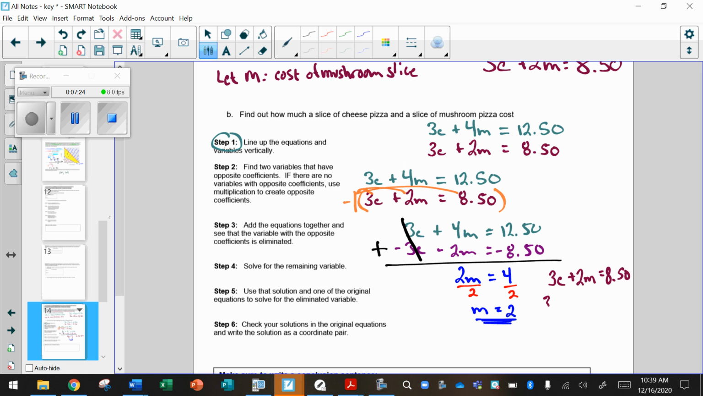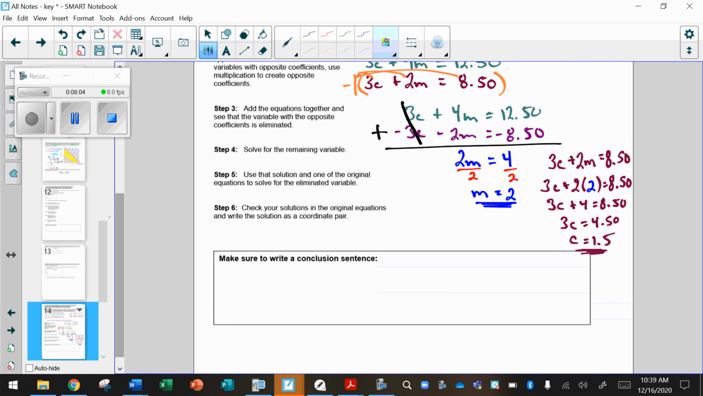I now know the cost for the mushroom is $2. So I can substitute in the 2 in for m. Now I'm just going to solve for c. I'm going to subtract 4 from both sides. And now divide both sides by 3. So I solved and got m is equal to 2 and c is equal to 1.5.